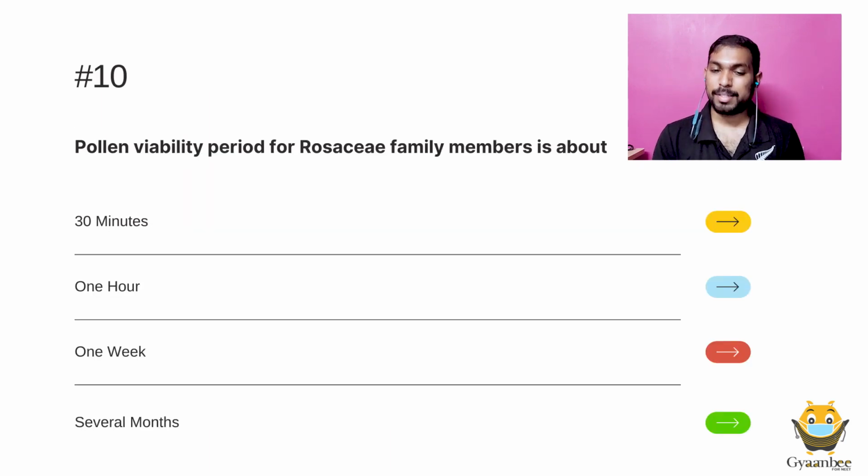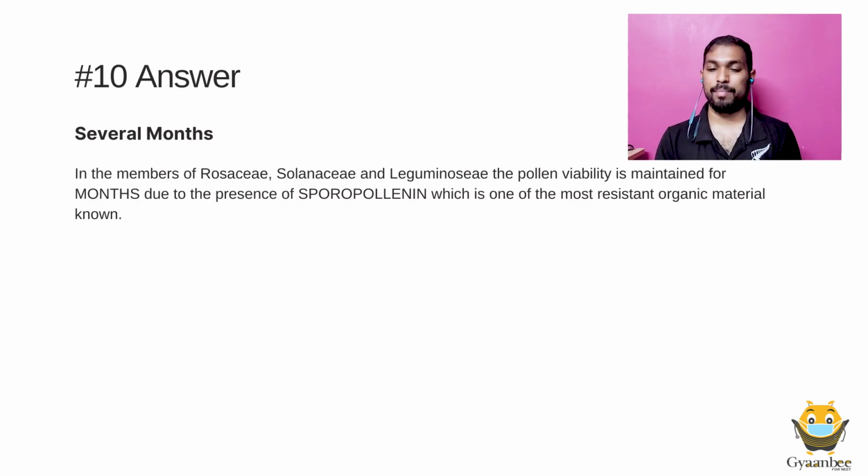Question number 10 reads: pollen viability period for Rosaceae family members is about 30 minutes, 1 hour, 1 week, or several months. A lot of people actually answered this incorrectly. They had written 1 week, but it's not 1 week. The answer is in fact D, several months.